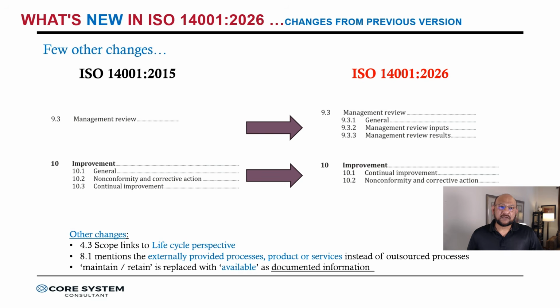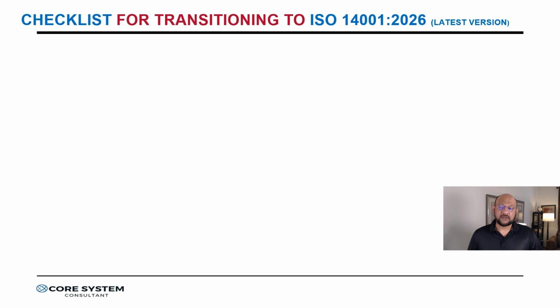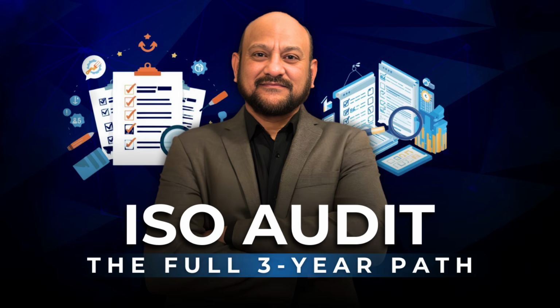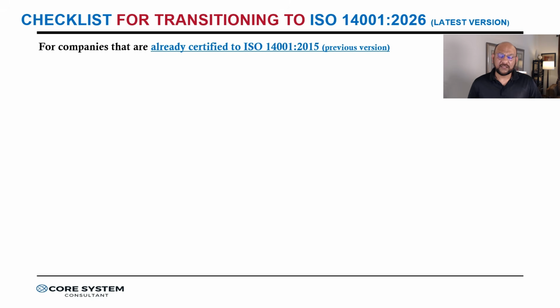With that, let's talk about the transition. This specific slide is for the companies who are already certified to the previous version. For the companies who are looking for certification to the new version, you can click one of my videos where I discuss the whole certification process, how the stage one and stage two audits are done. This is for the 9001 standard, my previous video, but that is also true for 14001. So the certification cycle does not change. You can refer to that video.